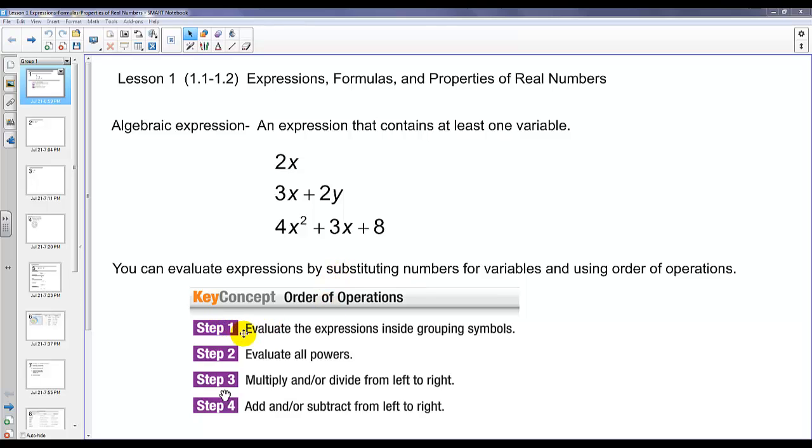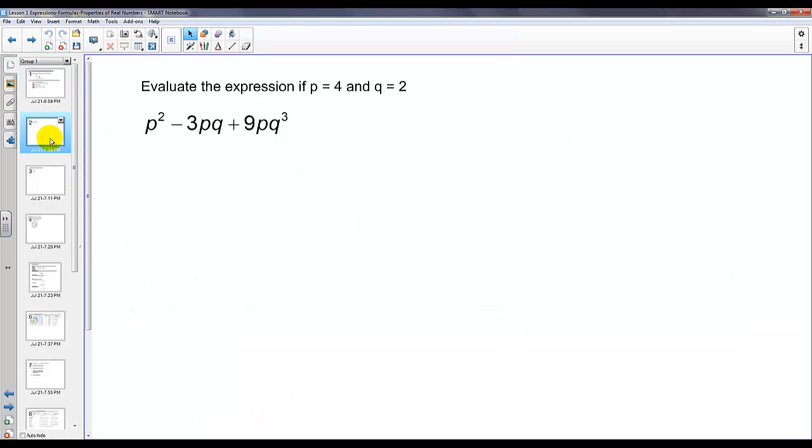And in solving those, we always use parentheses first. In other words, we group things inside the symbols and do those operations first. Then you take all your powers, followed by multiplication and division from left to right, and then addition and subtraction also from left to right. So let's go through a few examples.